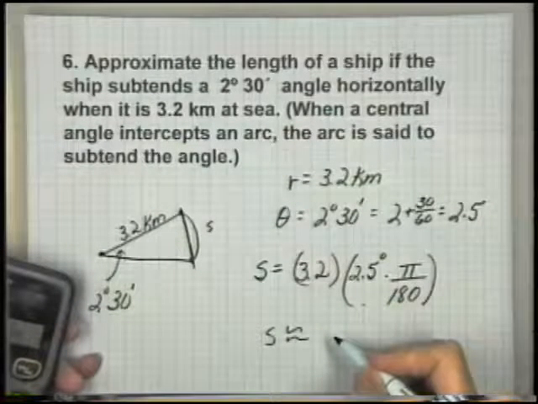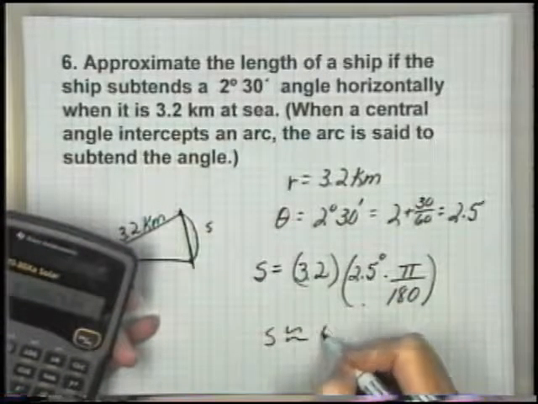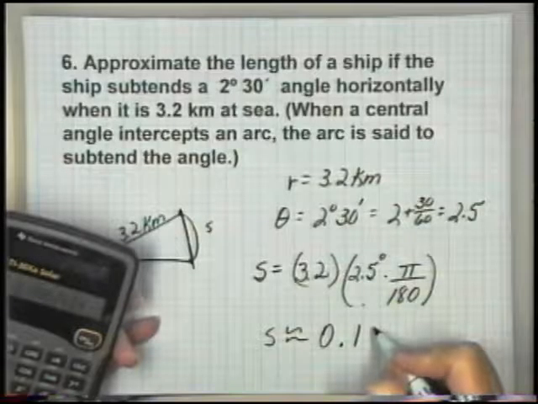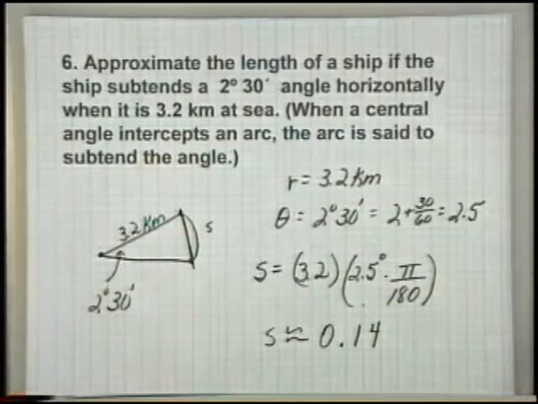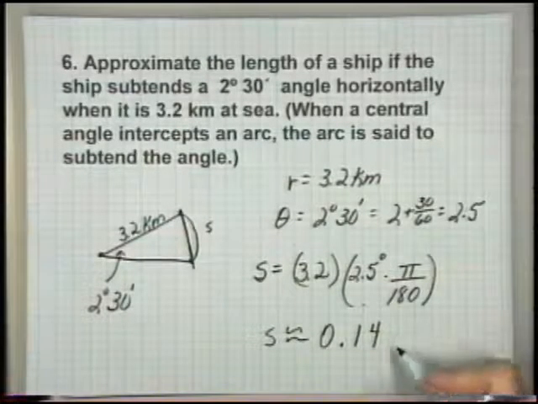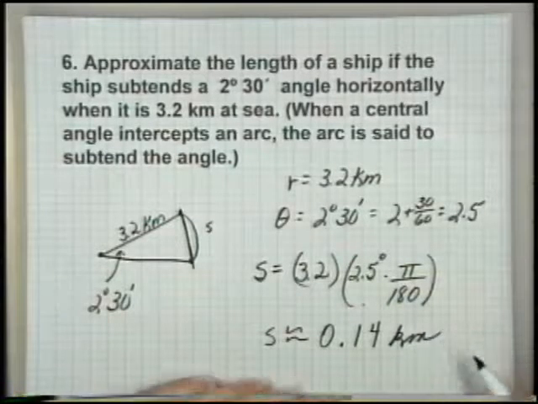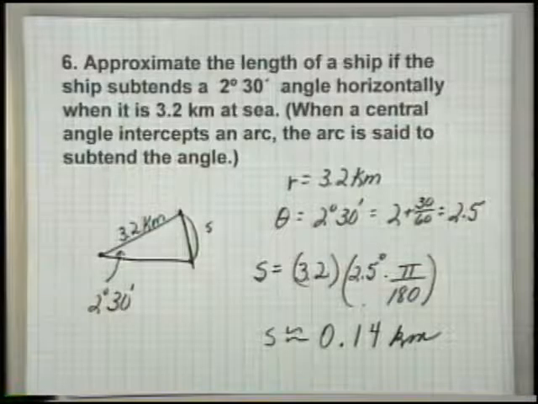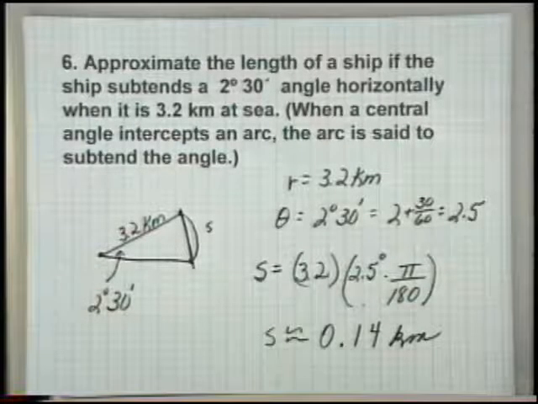And to 2 significant digits, I get 0.139. Since it's 0.139, this will round to 0.14 kilometers. So our ship is approximately 1,400 kilometers long.